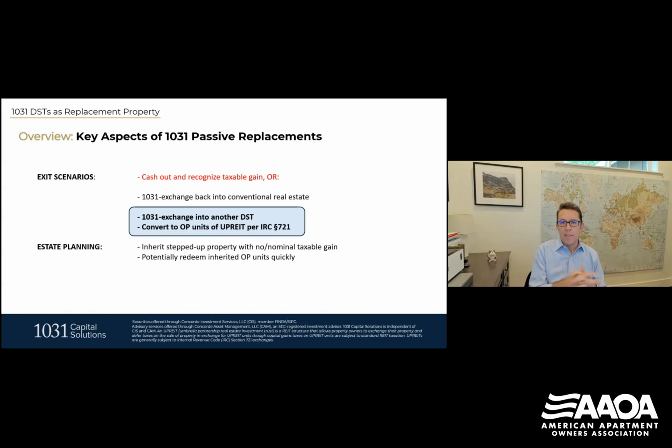There are basically 4 possible exit scenarios after investing in a 1031 DST. You can cash out and recognize taxable gain at that time. You can 1031 exchange back into conventional real estate. You can 1031 exchange into another DST, or convert to operating partnership units of a REIT under Internal Revenue Code Section 721, which we'll discuss further in a few minutes. The difference between these exit scenarios is really what defines the difference between a conventional DST and a pre-REIT property. And as a reminder, your heirs who ultimately receive your passive replacement property inherit stepped-up property with no or nominal taxable gain, and they can potentially redeem inherited REIT units relatively quickly.